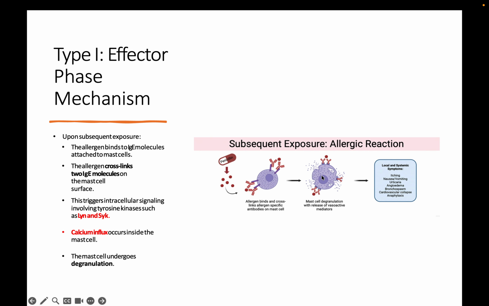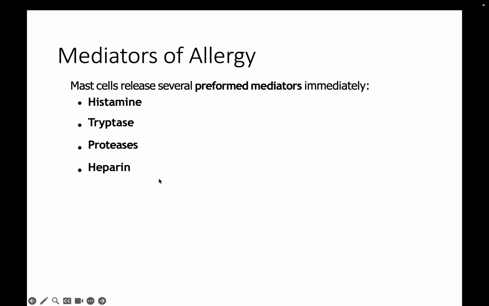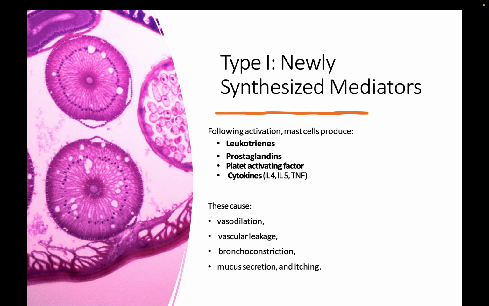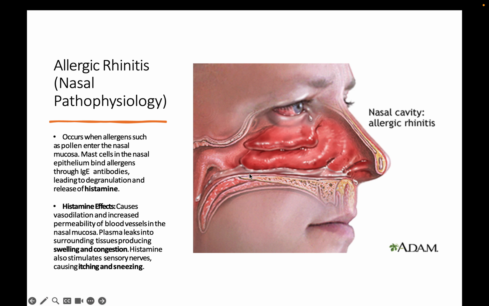After these are released, your mast cells, basophils, and eosinophils start to create other mediators like leukotrienes, prostaglandins, platelet activating factors, and cytokines. These also cause the late effect symptoms, specifically bronchoconstriction, mucus secretion, and itching. Vasodilation and vascular leakage are mostly happening really early on, and even itching at the beginning, but the late ones are the bronchoconstriction and mucus secretion, which are much more the cause of these later mediators. And I'm going to give you now examples of type 1 hypersensitivities.